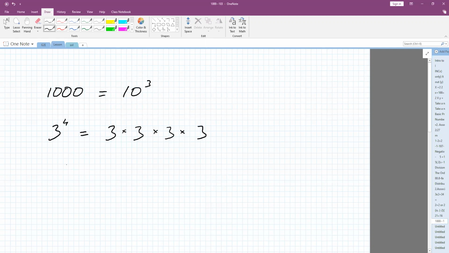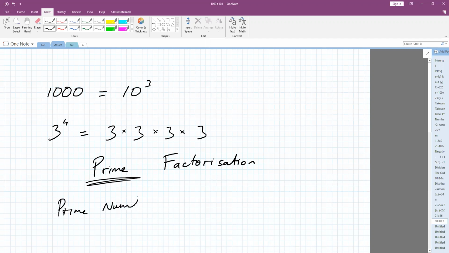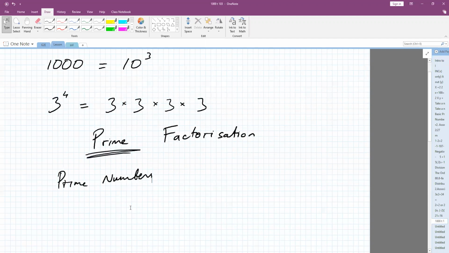Now, what I want to discuss with you today is called prime factorization. The first thing that I want to remind you of is something so-called prime numbers. Do you still remember what they are?